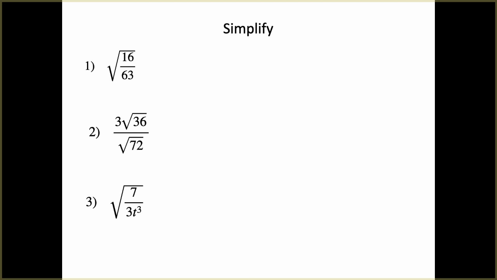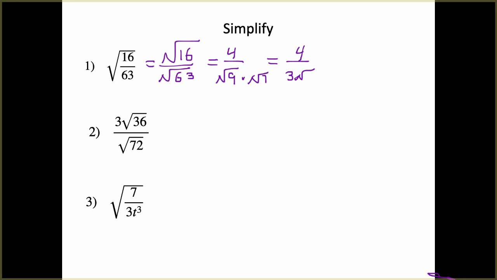For number 1, we should split the radical up first. There's no way to simplify 16 over 63, but we can break the radical up to get the square root of 16 over the square root of 63. And we want to simplify our radicals if we can. The square root of 16 is 4. The square root of 63 we can break into the square root of 9 times the square root of 7. And this becomes 4 over the square root of 9, which is 3. So we get 4 over 3 square root 7.